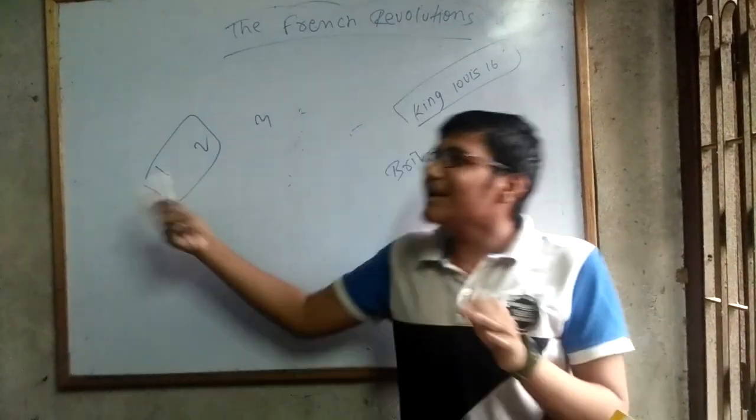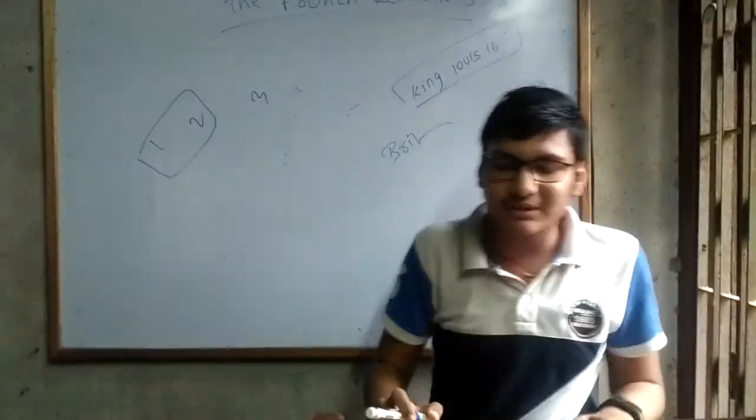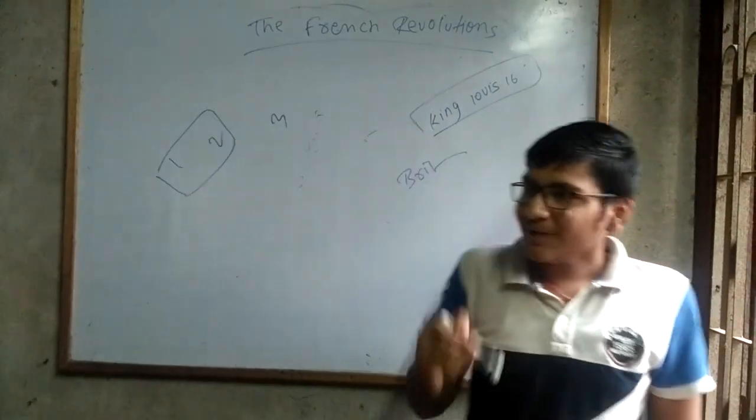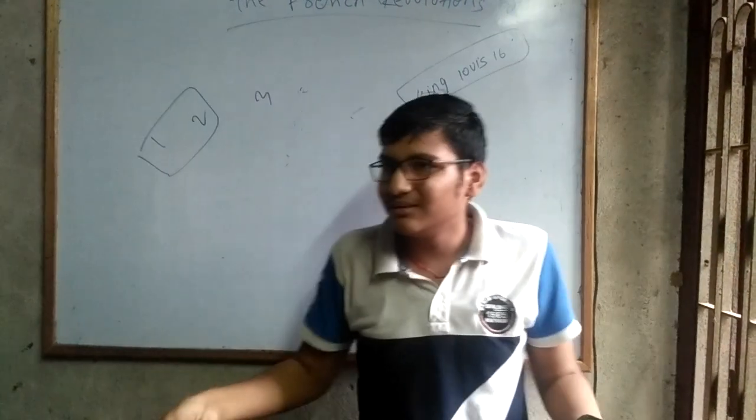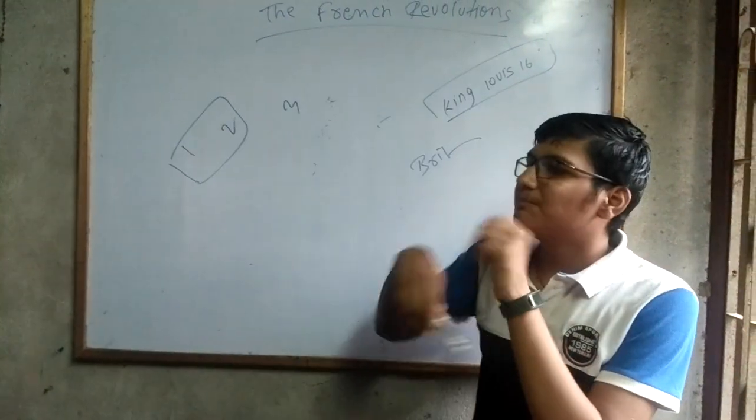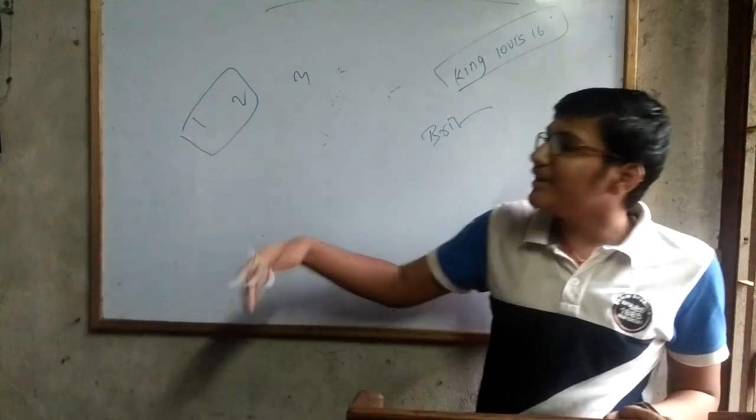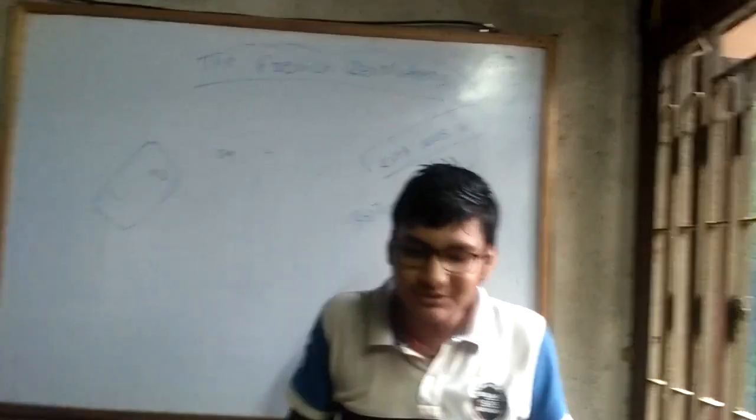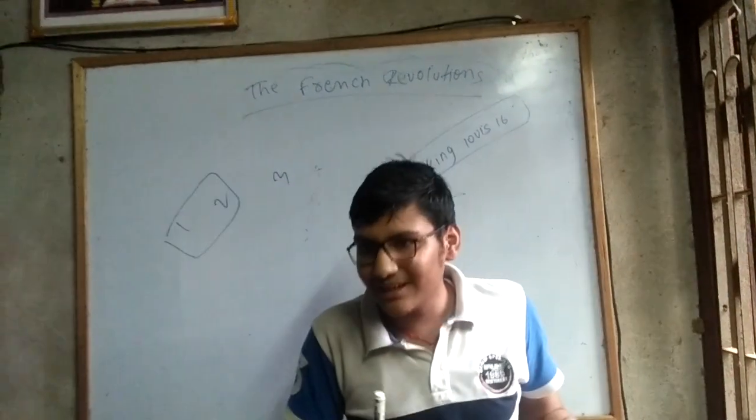At that time, King Louis XVI said that the tax should be increased. When he said this, the first and second estates agreed. There was also a provision that if two estates agreed, then the proposal would be passed. The first and second estates agreed because they did not need to pay the taxes, so they said you should increase them.